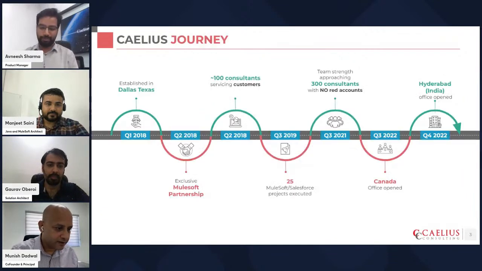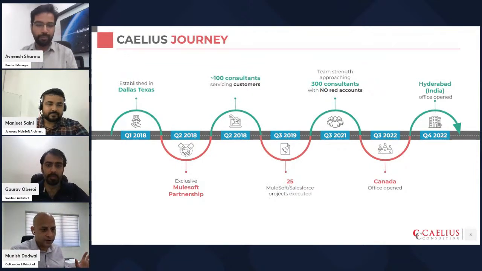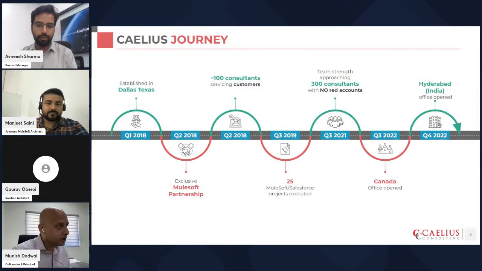Absolutely. Can we go to the next slide? Hi, everyone. Again, Caelius journey. Quickly, I just wanted to share our journey. We have been in business for almost 6 years now, and we are a global company with our head office in Dallas, Texas, near shore in Canada, 2 offshore delivery centers in India, and a 5th one in Singapore. We have done around 75 to 80 implementations of MuleSoft to date, and 0 red accounts. We are heading to around 300 people in the next 3 to 4 months. Currently, we are around 230 people, and recently we opened our office in Hyderabad also.